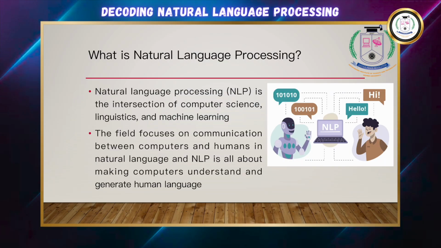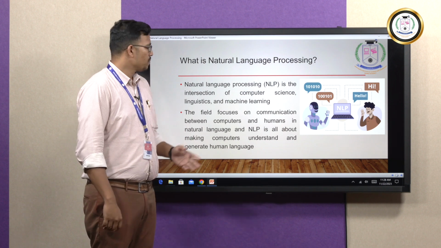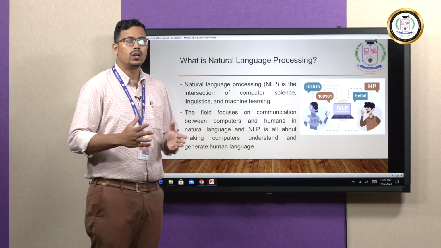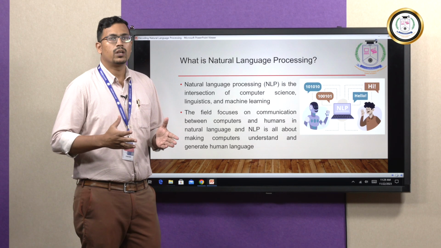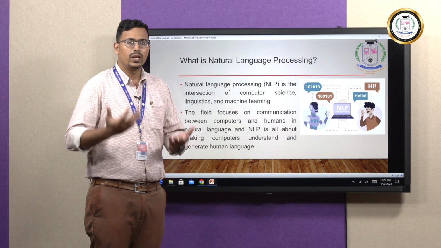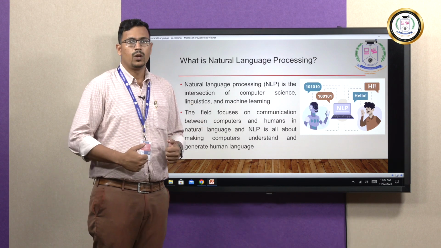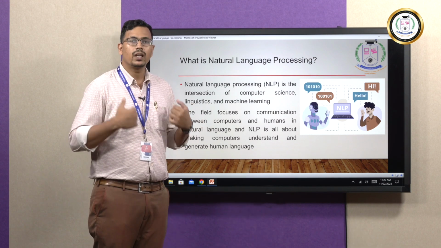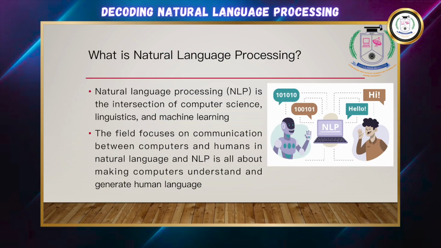First, what is natural language processing? It is basically the intersection of computer science, linguistics, and machine learning. This field focuses on communication between computers and humans in natural language. It is important because in today's world we are involving artificial intelligence in our day-to-day life, so it is important for the machine to understand our human language. That is where NLP comes into the picture. It makes a computer understand and generate human language.